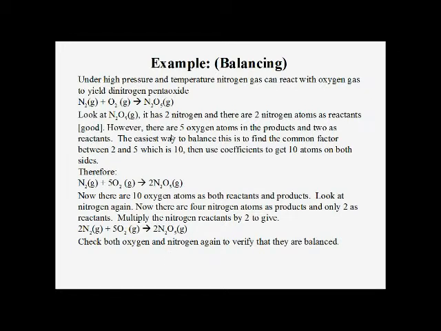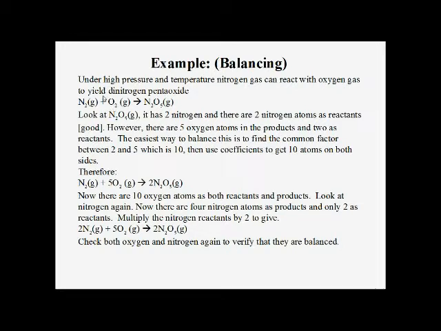Okay, so if we react nitrogen with oxygen under high pressure, we can get dinitrogen pentoxide. So we look at this, the nitrogen is already balanced, N2, N2, but the oxygen isn't. We have an O5 and an O2. So the common factor there is going to be 10.